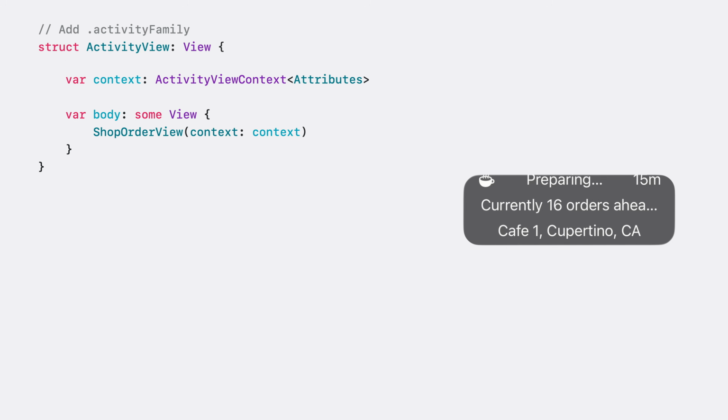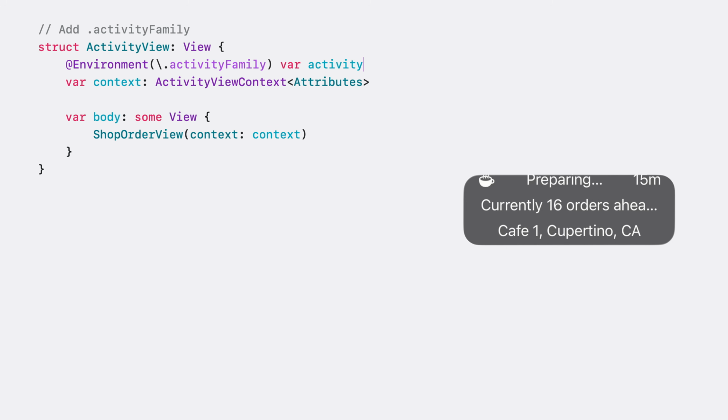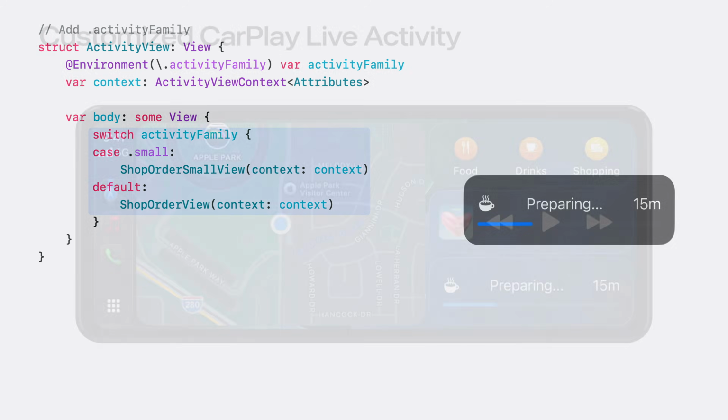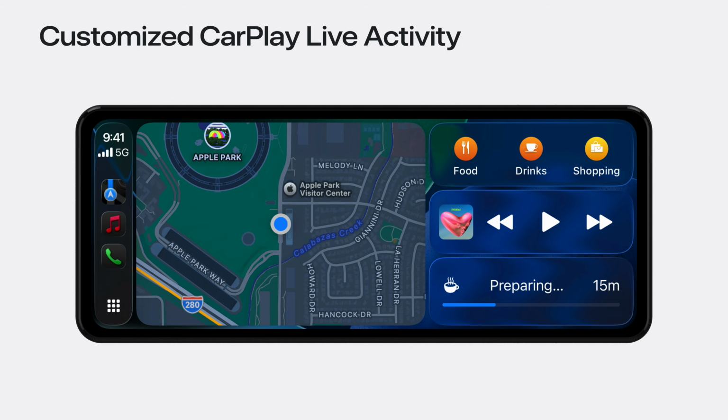Here is my activity view. I'll add the activity family environment variable to my view. With that added, in my view's body, I can conditionally display different content or adjust the layout to provide a great experience. When the activity family is small, I'll provide a shop order view that is optimized for a smaller layout. Otherwise, I'll display my default order view. With that little bit of extra code, my live activity now looks great in CarPlay. Now I can quickly glance and see how much longer until my order's ready.